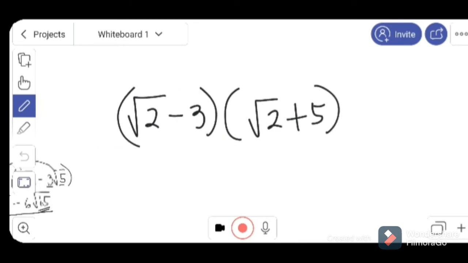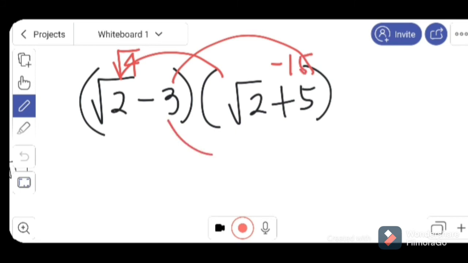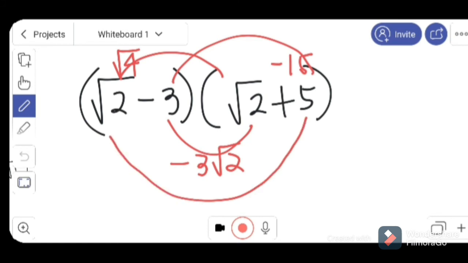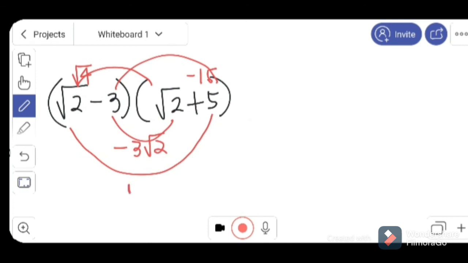Here we are going to apply the FOIL method. First, 2 times 2, square root of 4. Next, 3 times 5, negative 15. Here we have negative 3 square root of 2. And here we have 5 square root of 2.